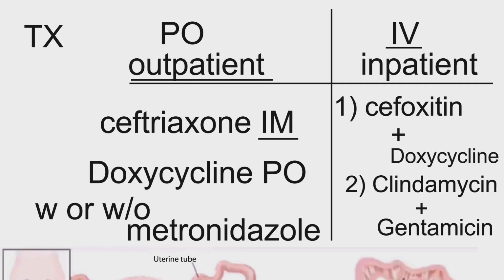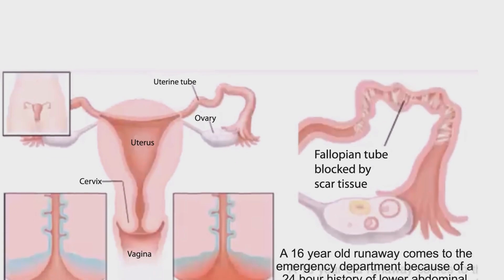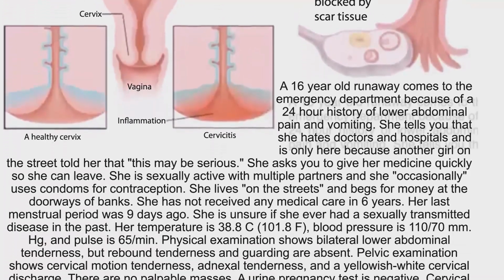And then finally, the last thing I'd like to mention before I get into some vignettes is that you have to treat the sexual partners as well, because this is an STD, so most likely it was sexually transmitted. So you have to tell the patient to inform their sexual partner that they need to be tested and treated as well. Okay, so now we have a couple vignettes here, and here we go.